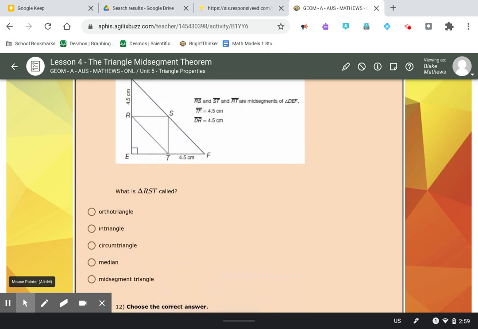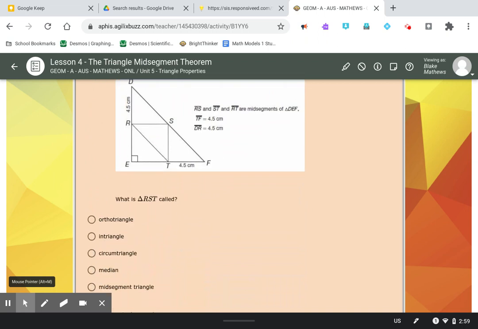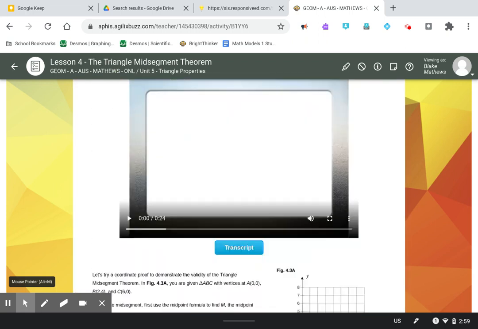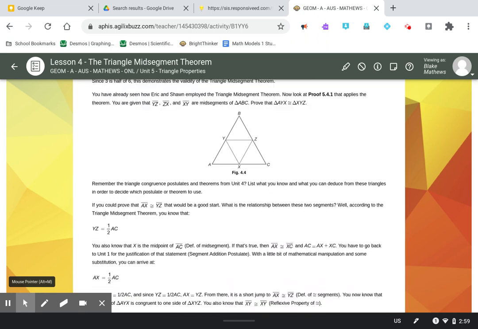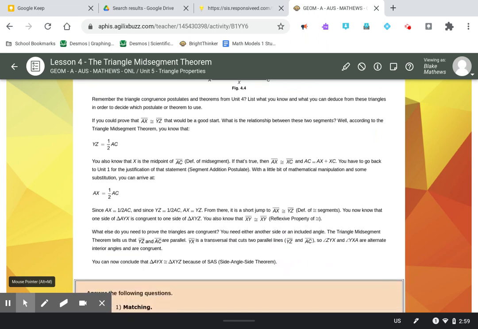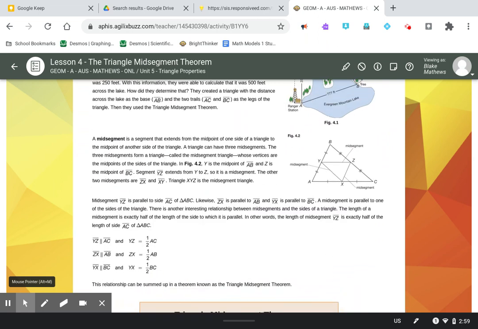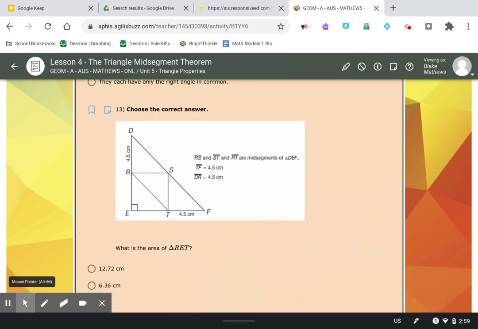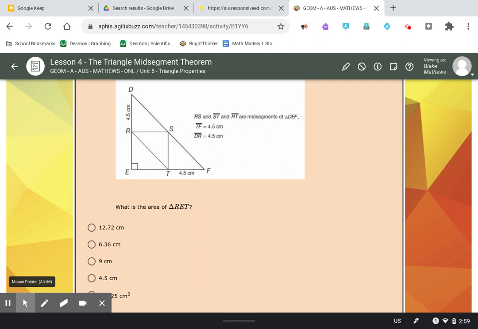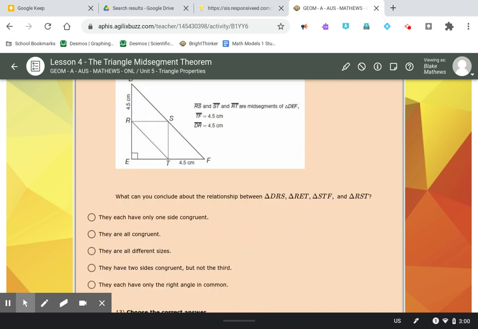Same thing. Oh, what is triangle RST called? RST is, oh, that's a definition from the lesson. Let's scroll up here real quick. So right here, there it is. It says here, the triangle made out of it is called a mid-segment triangle. So RST is a mid-segment triangle. Right there. Then you just answer some questions.